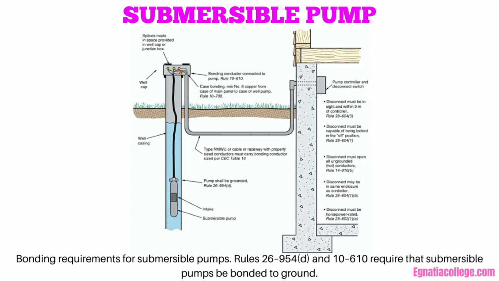10-600, motors operating at more than 30 volts must be bonded to ground. 10-614, bonding conductor size. 10-708, bond water piping system to ground with number 6 copper. See Unit 24 for information about underground wiring.